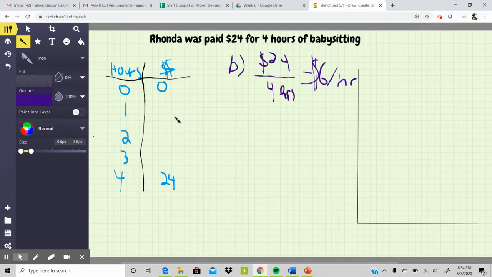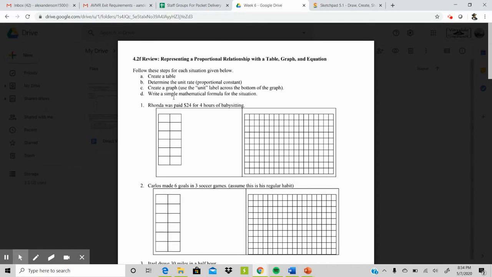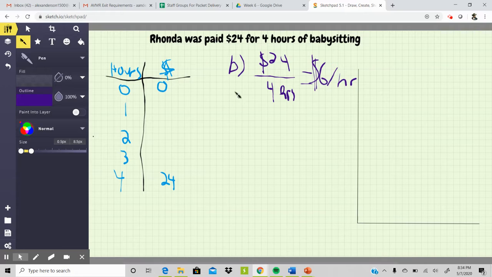All right, continuing where I left off. So thus far, we're supposed to create a table, find the unit rate, create a graph, and write a formula, also known as an equation. I've started my table, and I've figured out my unit rate by setting up my ratio.